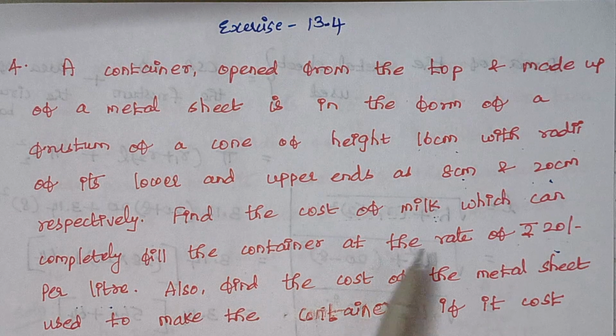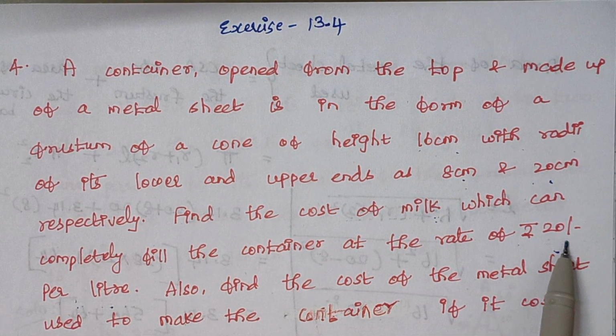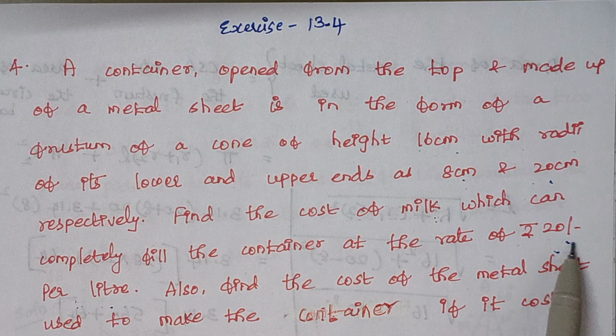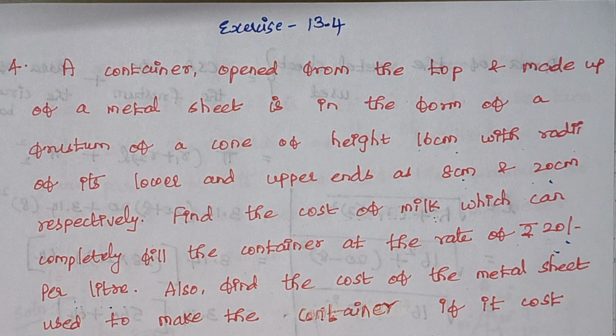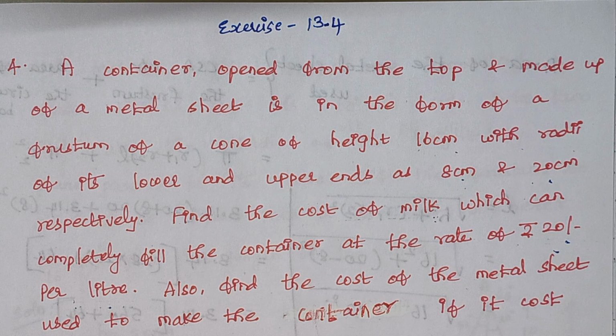So here it is clearly given, you see, for per liter it is 20 rupees. So first thing is we have to find the amount of milk that the container can hold, and then we can calculate the amount. For example, if the container can hold 10 liters of milk, then obviously the cost is 10 into 20, which is 200 rupees.